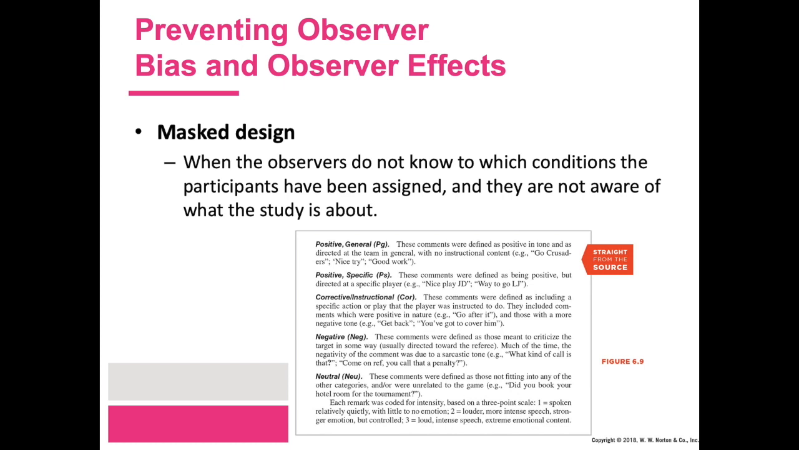It's when the observers do not know to which conditions the participants have been assigned, and they are not aware of what the study is about. So in essence, those that are actually doing the observations are just told what they're supposed to observe, but aren't told anything else about the study. This is essential for good observational research, that they don't play any part in knowing what the researchers are looking for, what they want to find, and don't know which group the participants are in if it's an experiment.